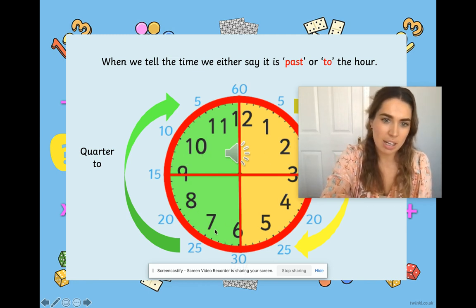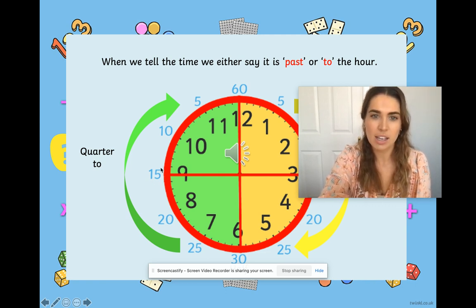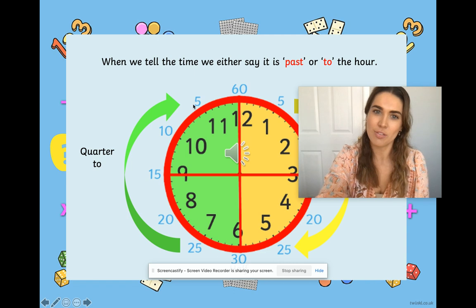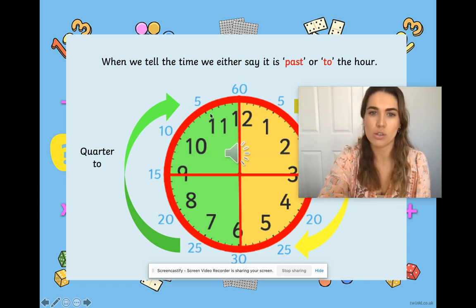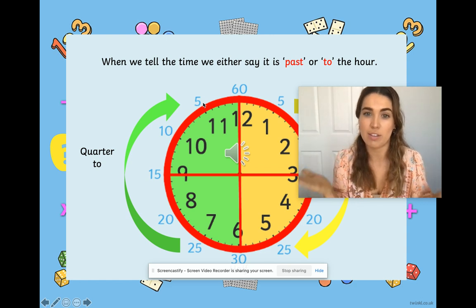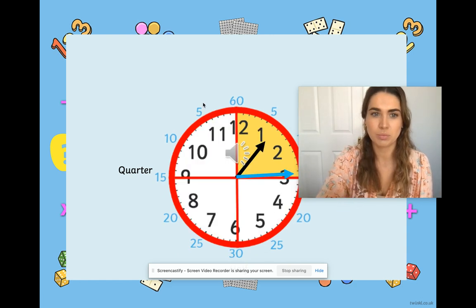I'm in the past half of my clock. Once I get into the green, I could have 25 minutes to, quarter to. Oh, it's 5 to 12, or it's 5 to 1. You'd have to look at what the shorthand is pointing to tell me what it's 5 to what hour.